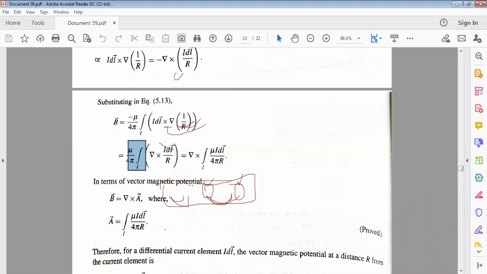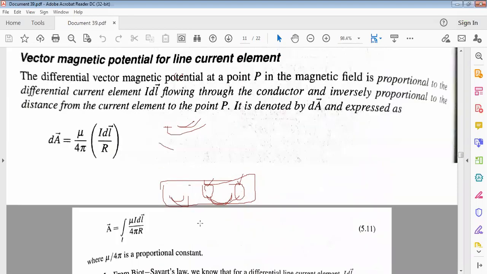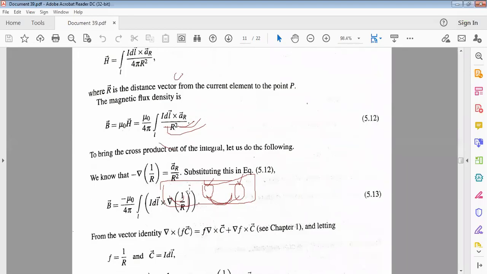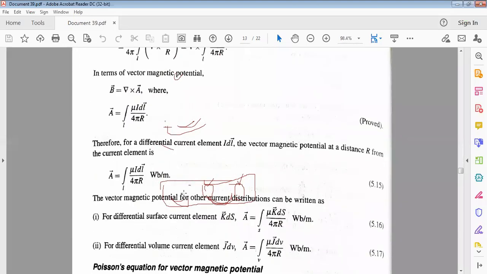In terms of the vector magnetic potential, b equal to del cross here, right? So b equal to del cross, and this entire term mu idl by 4 phi r is the A. From this, A equal to line integral of mu into idl by 4 phi r. This is the original statement, right? Mu into idl by r. In this way, we are able to justify that b equal to del cross A in the vector magnetic potential. A is simply proportional to ideal and inversely proportional to distance between them, not square, only single term r.